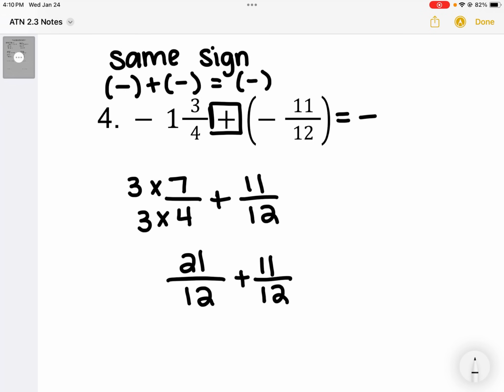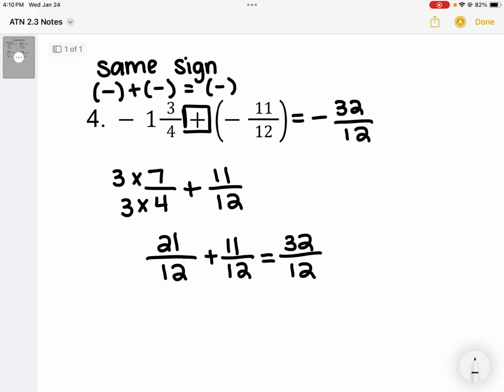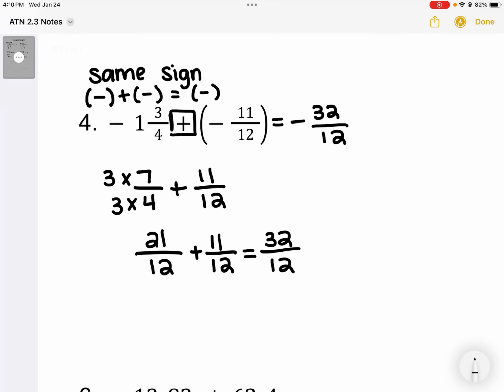21 plus 11 gives me 32. And the denominator stays the same. I can put this up at the top, where my answer would be negative 32 over 12. If I would like to turn this back into a mixed number, I know that 2 whole groups of 12 can fit, and I know 8 is left over.